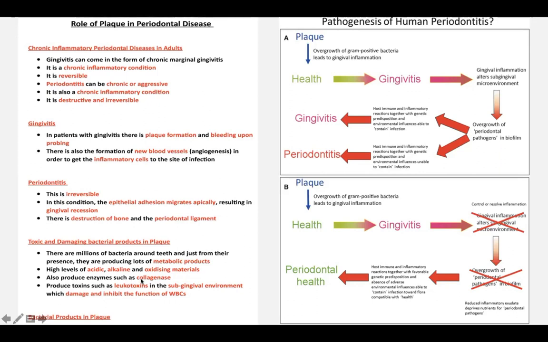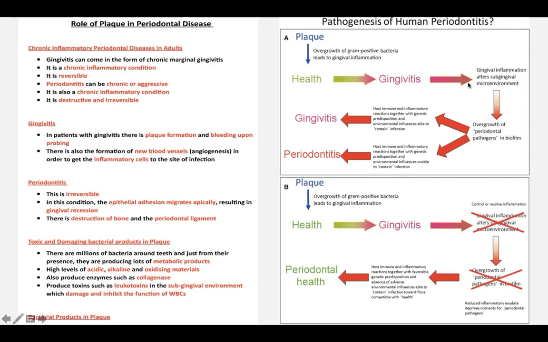It's easy to remember leukotoxin. A toxin is a toxic or harmful substance that kills what? Leuko. Leuko is white blood cells. And then we have bacterial products in plaque. And this is the pathogenesis or etiopathogenesis of how plaque gets to a healthy tissue, makes gingivitis, and then it proceeds to form periodontitis.